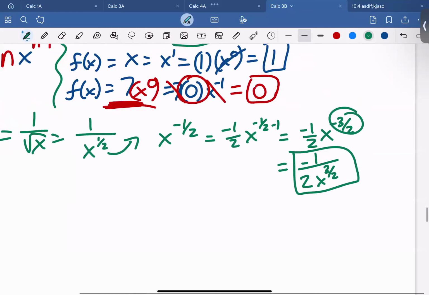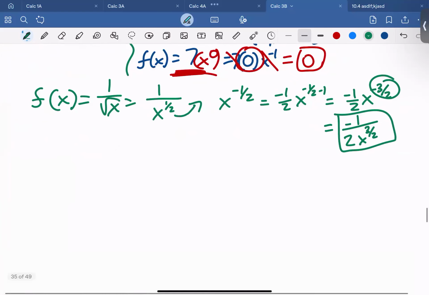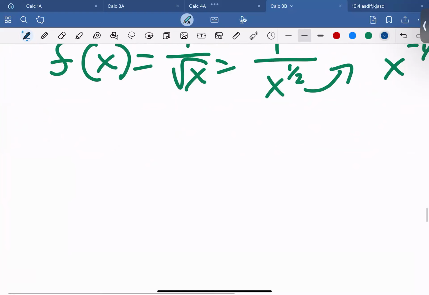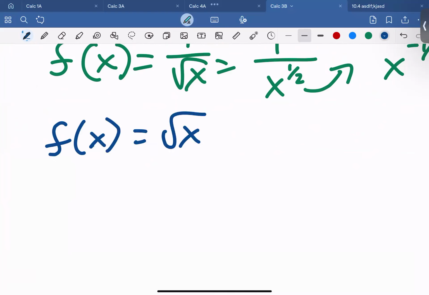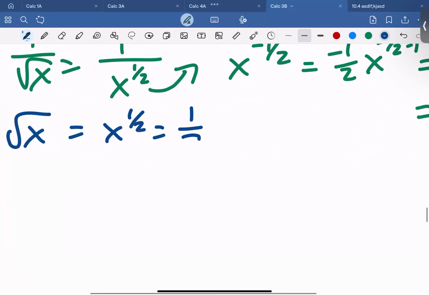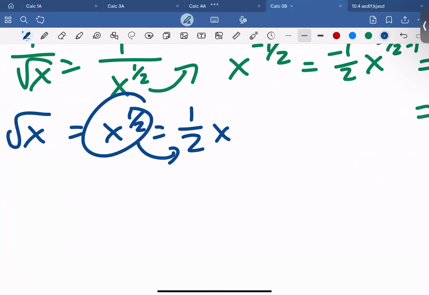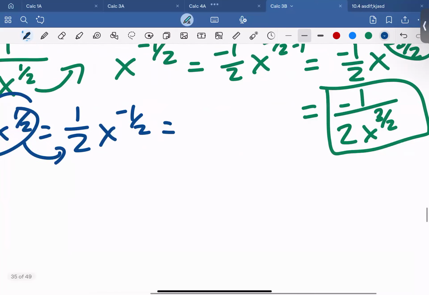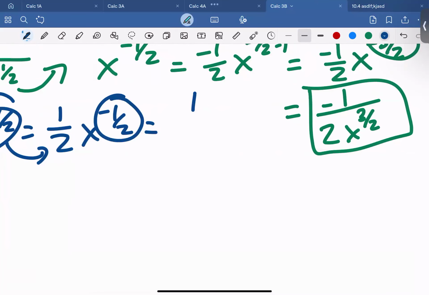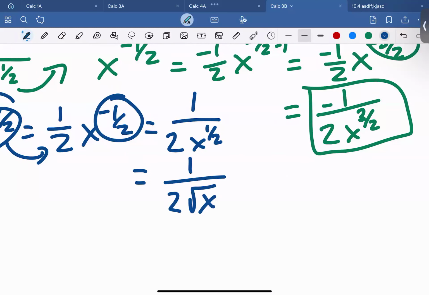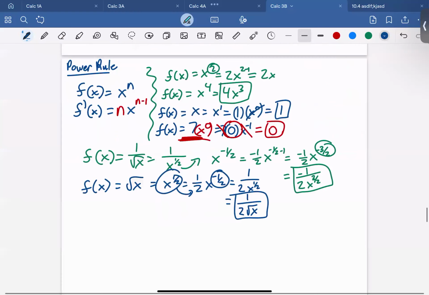Oof. All right. What about square root of x? Should I have started with that? It's the same idea we just did. I'm going to first rewrite it and then multiply by the n. And then I need to bring this negative exponent down. And that would give me 1 over 2 square root of x. Cool.